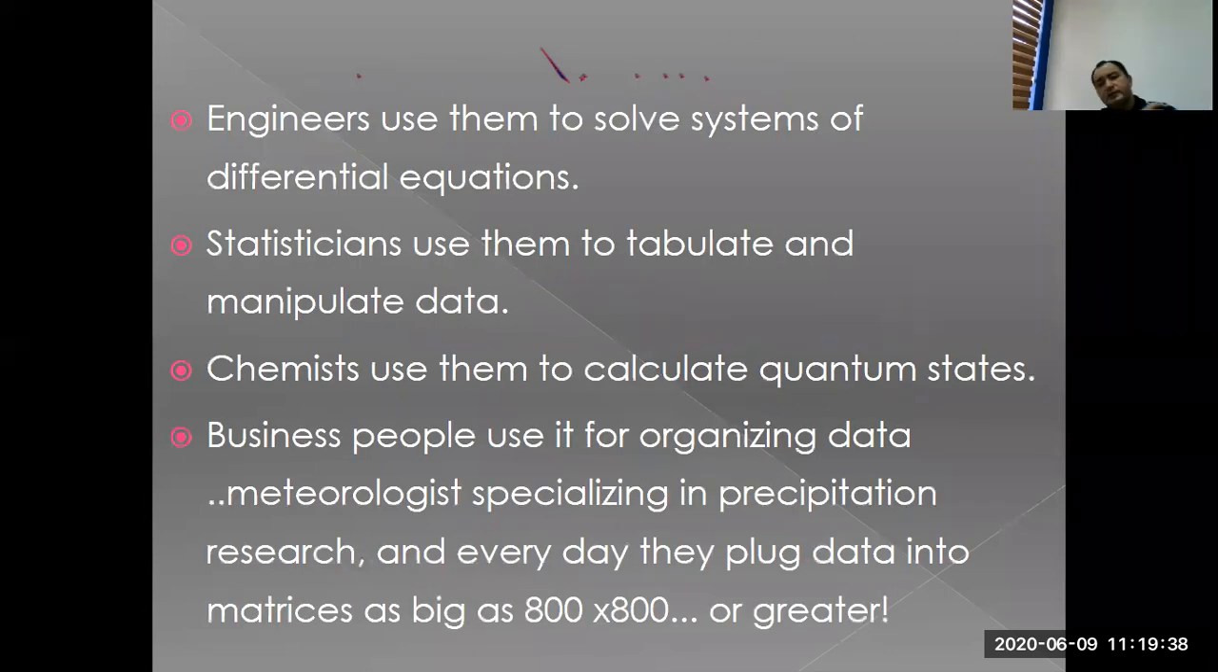Okay. So engineers use them to solve systems of differential equations. This is about application of matrices. You may wonder, where do we use matrices? Actually, they are used in a lot of branches of science, in business. Statisticians use them to tabulate and manipulate data. Physicists use them to calculate quantum states, and business people use them for organizing data and evaluating their daily revenue and a lot of stuff. Okay, so here we'll just talk about the application of matrices that is related to business and related to our daily life situations.